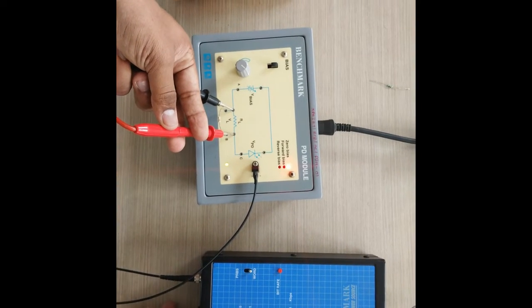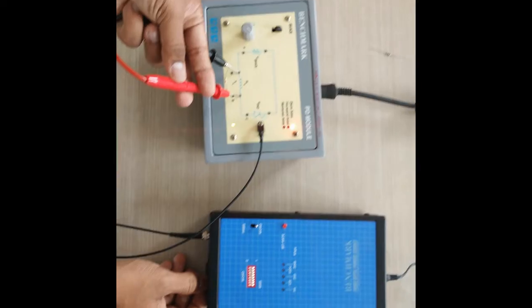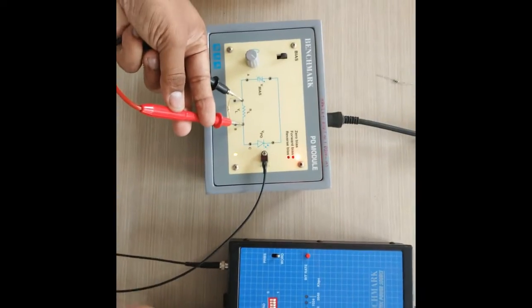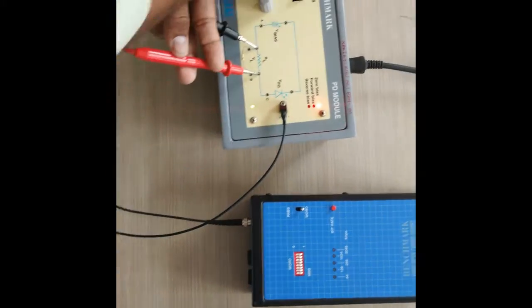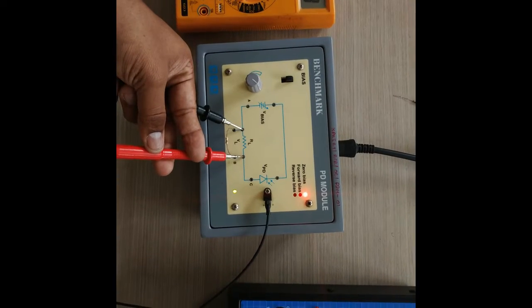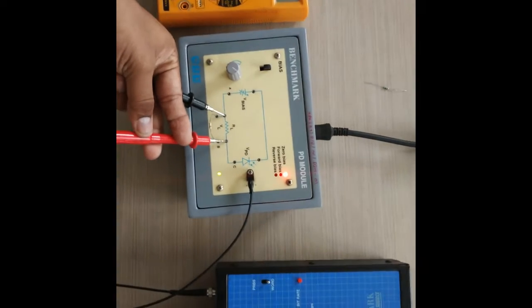You can see that I am varying the optical power source. This is the knob here. I am varying this knob so that you can see the voltage difference across the load RL.